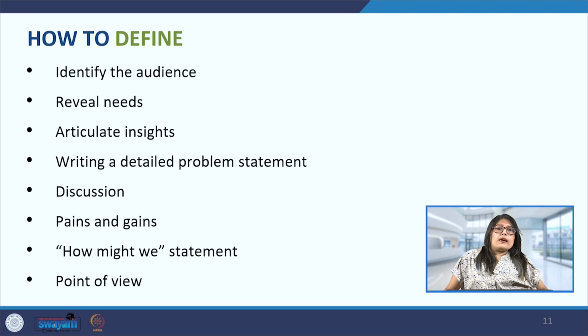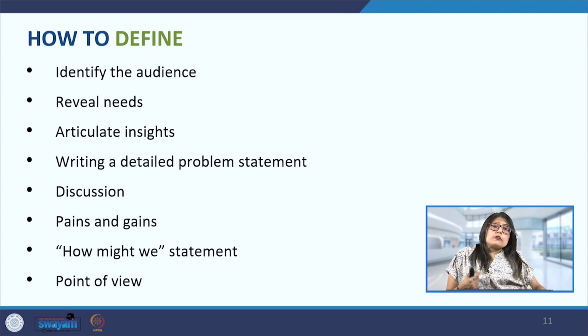So the needs that can be seen are very clear to us, and there are some needs that may not be clear to us, and we may have to dig deeper in order to unearth these needs. So revealing the needs becomes highly important. And then articulate insights. This step involves synthesizing the research findings into clear and actionable statements.